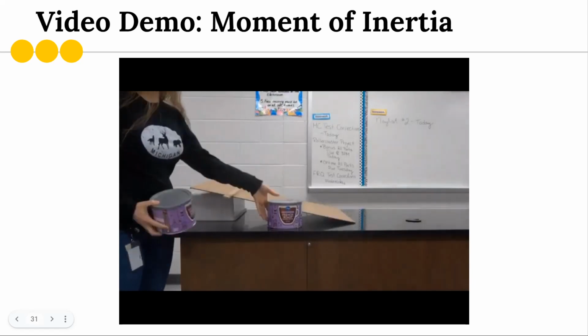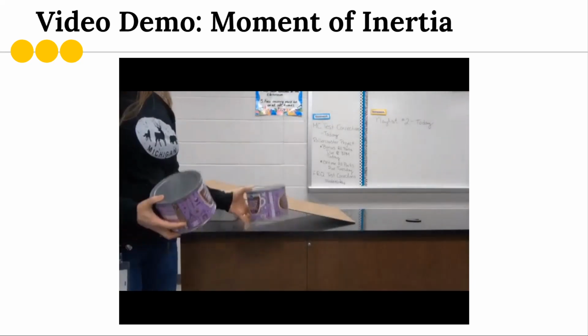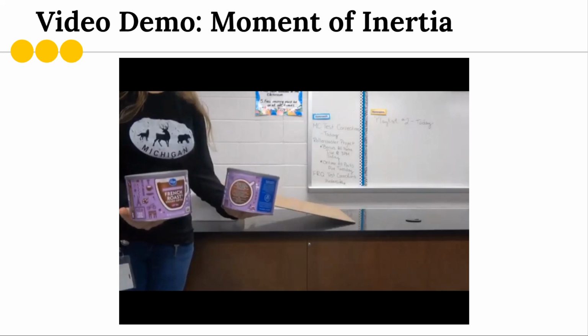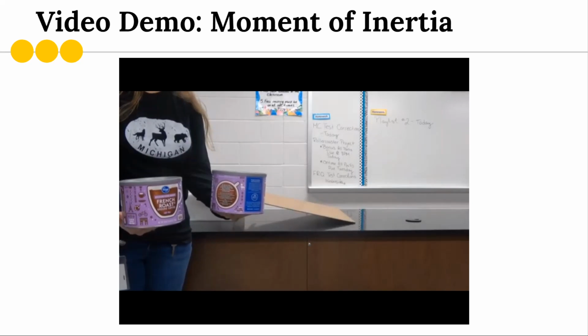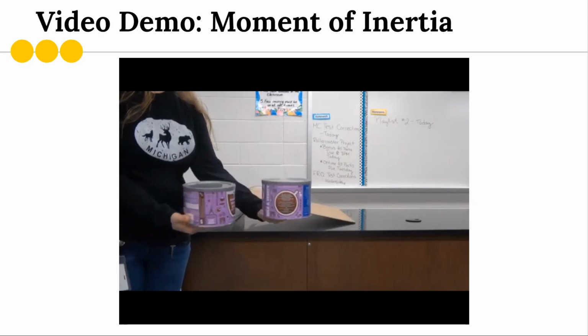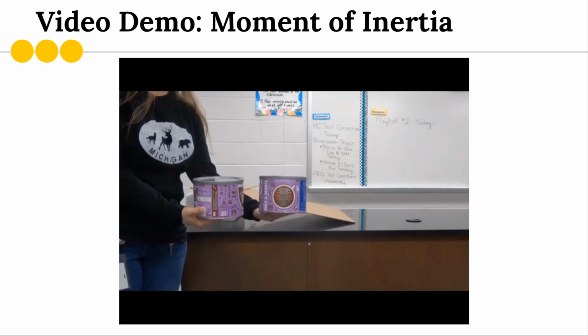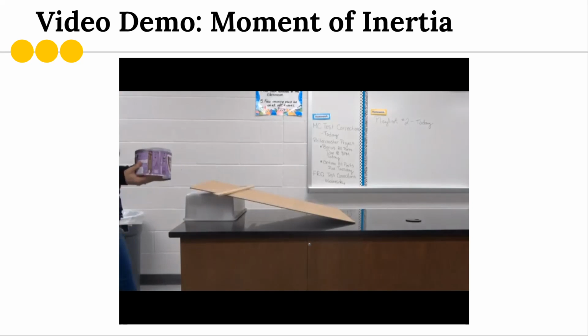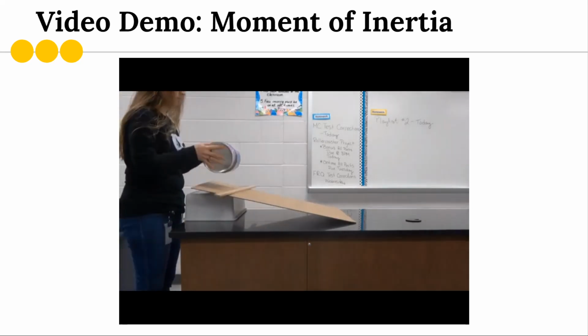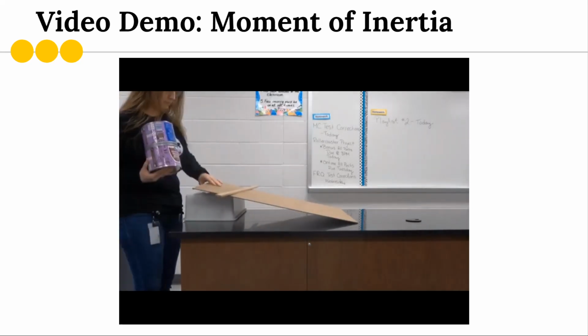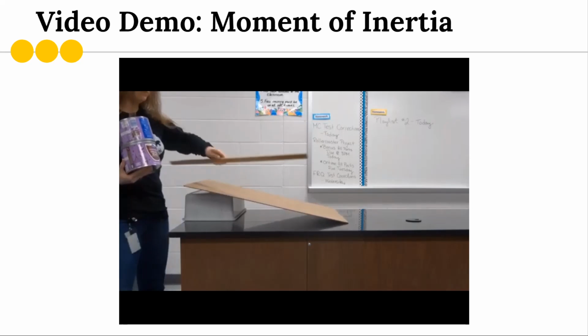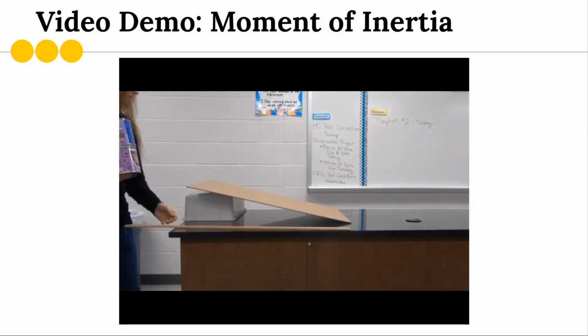So here we have 2 cans of coffee grinds, but I'll tell you, they're not completely identical, except for the fact that they have the same radius and they have the same mass. They look the same, but internally they're not the same. So what we're going to do is take these 2 cans and roll them down this ramp and see who reaches the bottom first.